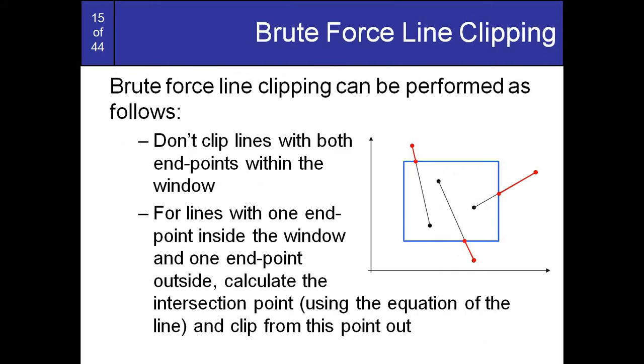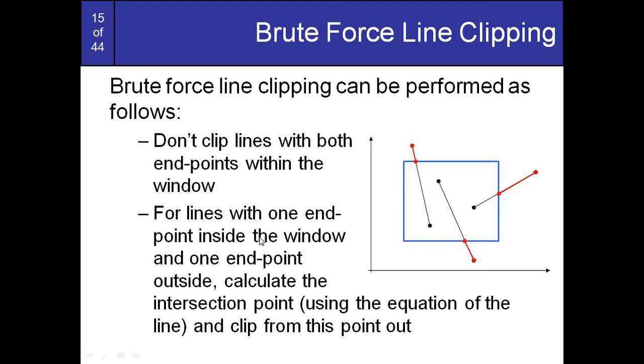Now coming on to line clipping, there are different approaches. First one is the brute force line clipping. Now the brute force line clipping can be performed as follows. Don't clip lines with both endpoints within the window. Now this is obvious. If both the endpoints of the line are inside the window, then there is no need to clip anything. Fine. So that line is basically referred to as a visible line. So we don't have to clip anything.